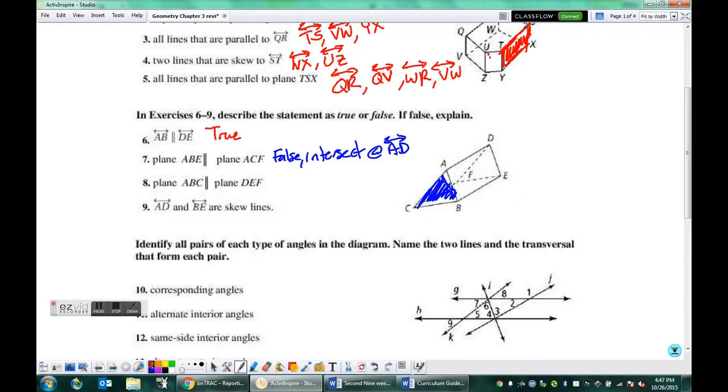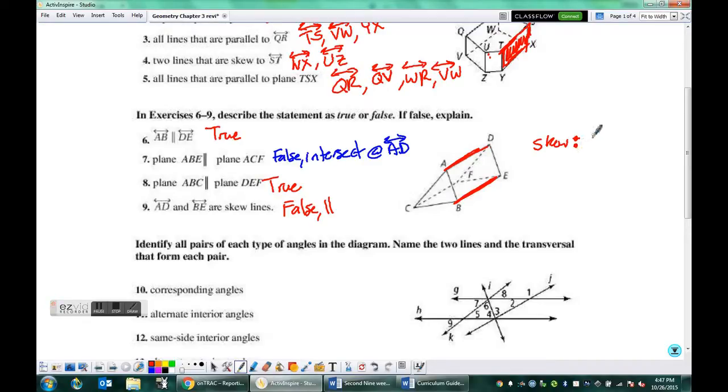The next one, I've got ABC, talking about this front side here, and DEF. So these are going to be parallel. They run in the same direction and they're not going to intersect. Alright, the last one of this section: I've got AD parallel to BE. They're not going to be skew because they're running in the same direction. So false, they are parallel.